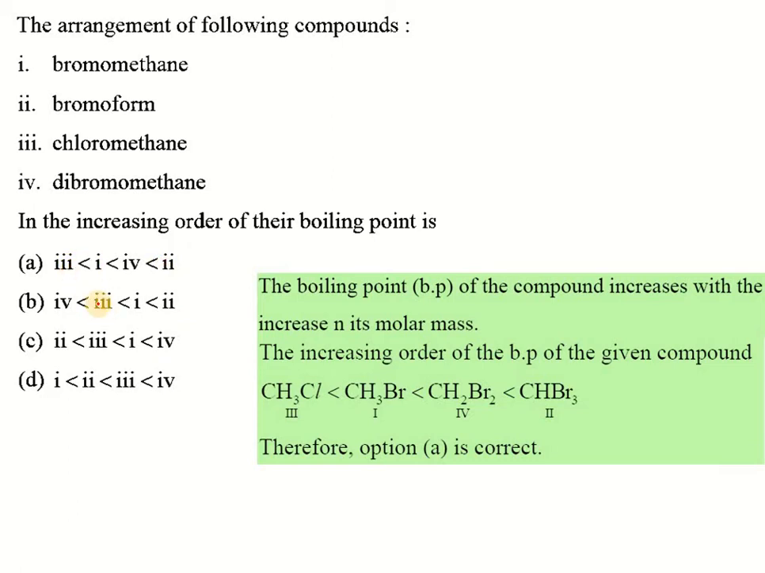That means the second one should be at the top level, that means A and B. But dibromomethane comes next, so the fourth one will come next to the second one, then bromomethane, then chloromethane. So 3 is less than 1, less than 4, less than 2, which matches with option A. That is the right answer.